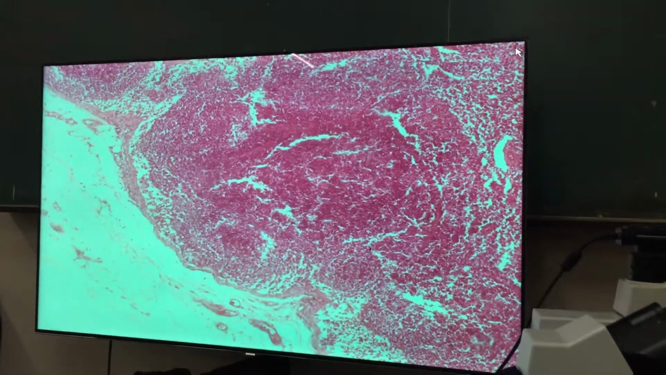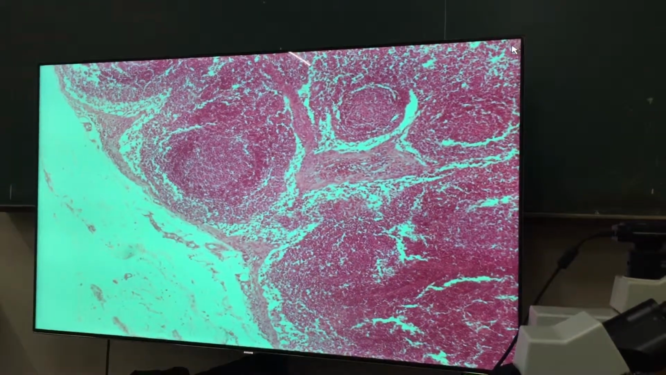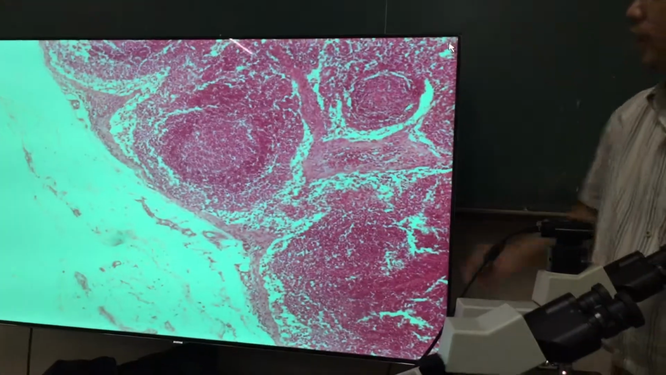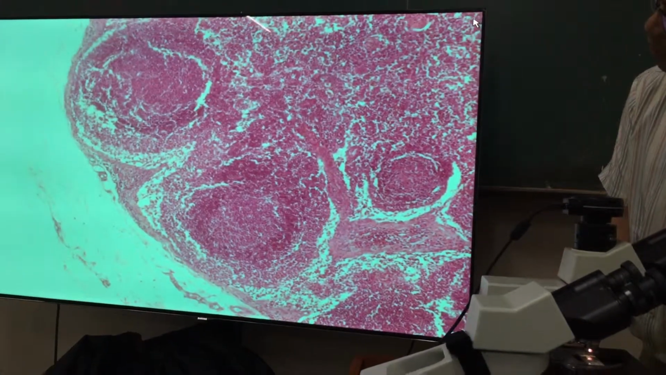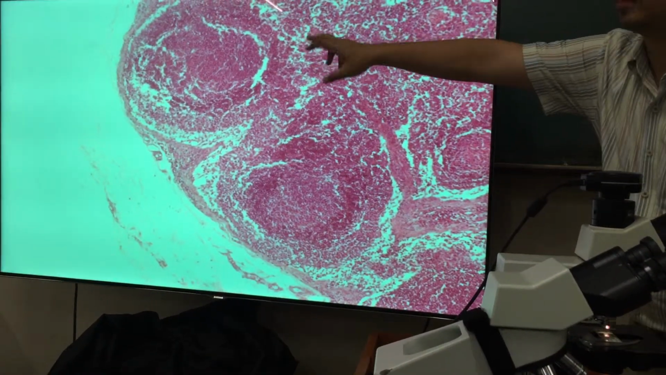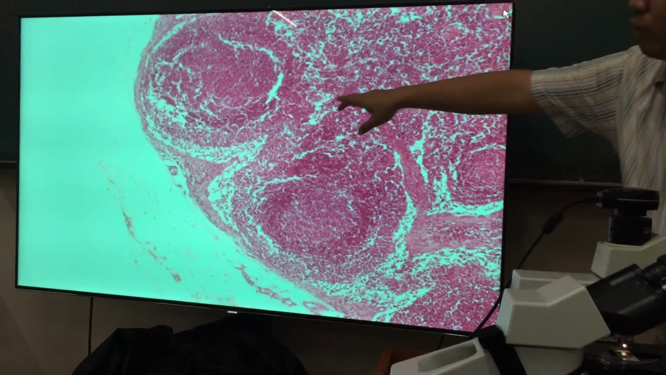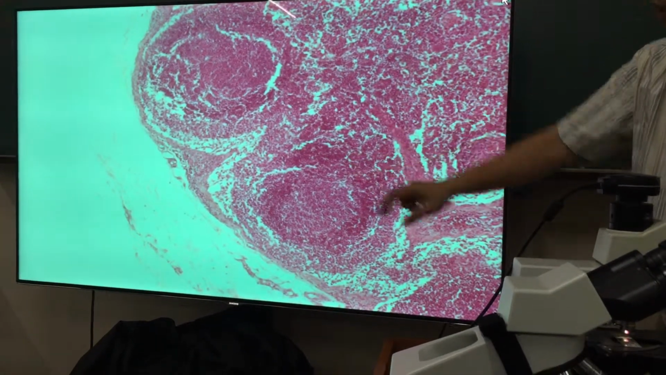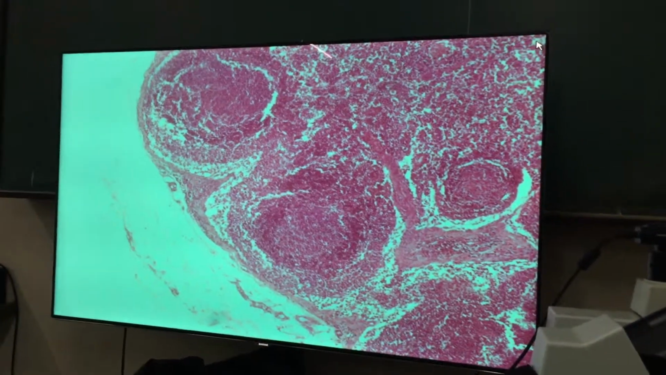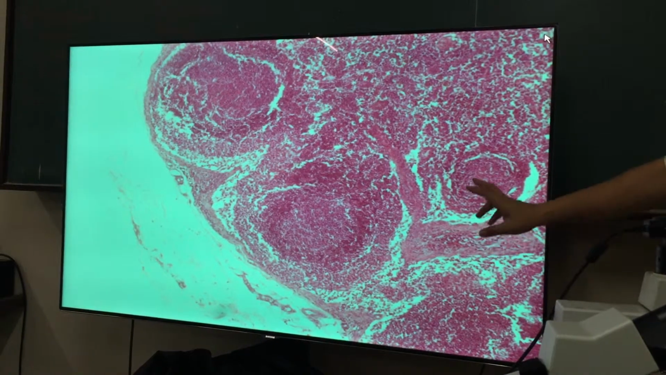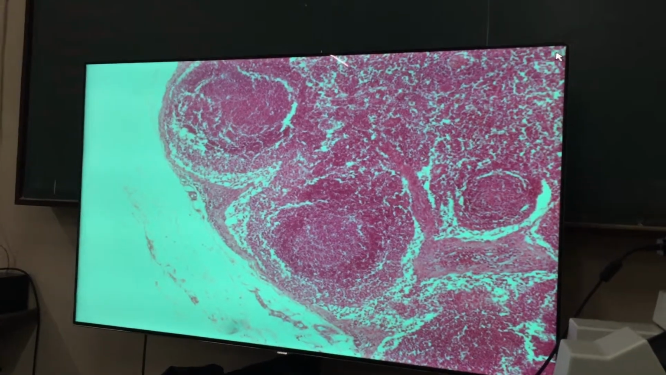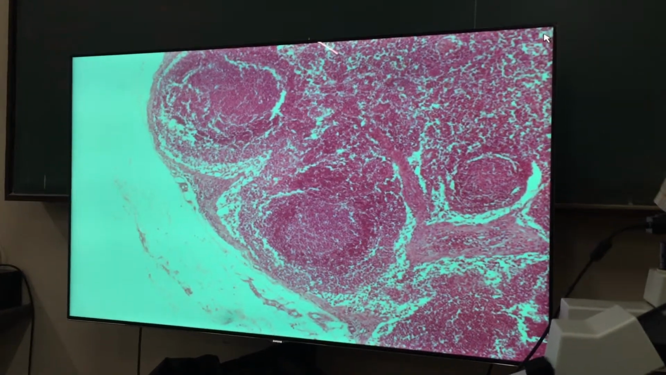So the cortex would show the presence of cortical and paracortical areas, or the follicular and parafollicular. When you say follicular, this would refer to the follicular portions. The parafollicular would be the ones adjacent to the follicular areas. So these follicles are of two categories. They can be labeled as primary or secondary, depending on whether they are activated or not.